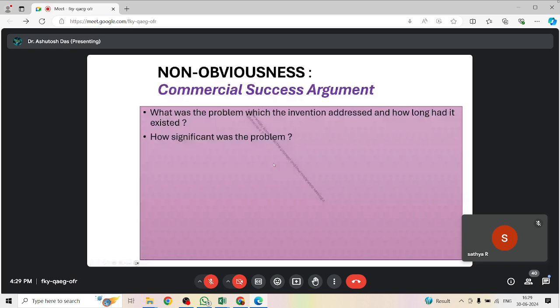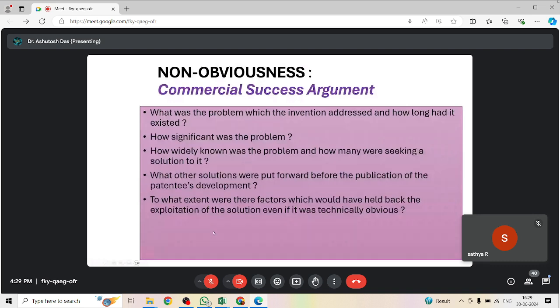Then we consider that. To what extent were there factors which should have held back the exploitation of the solution, even if it is technically obvious? Obvious technically, but there are many more factors. If you don't do that, many things cannot progress. Many things depend on that solution. If you do that, many more things will continue further. In that case also, you can justify that.